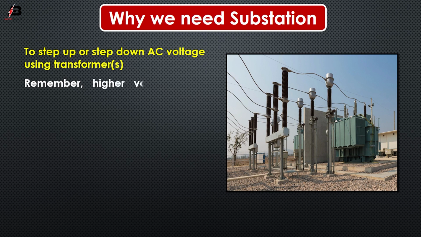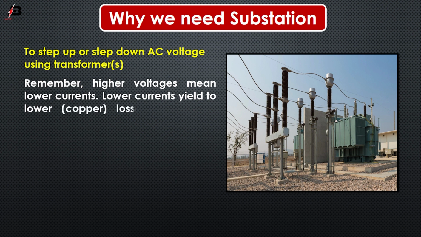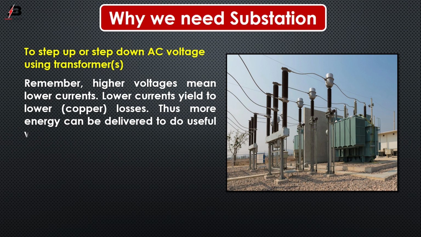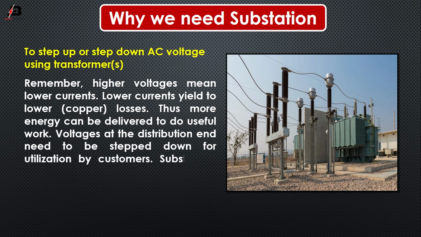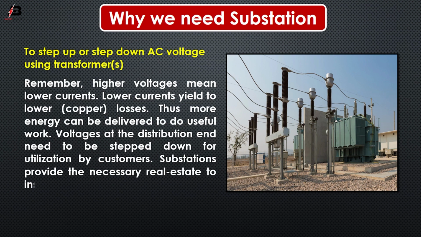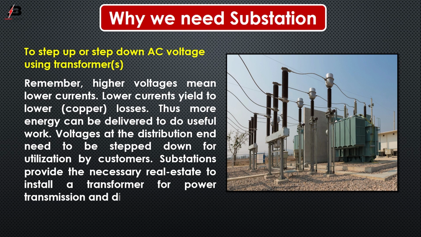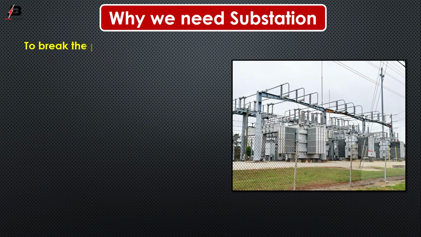Remember, higher voltage means lower currents, yielding lower copper losses, thus more energy can be delivered to do useful work. Voltage at the distribution end needs to be stepped down to be utilized by customers. Substations provide the necessary real estate to install a transformer for power transmission and distribution, to break the power flow.